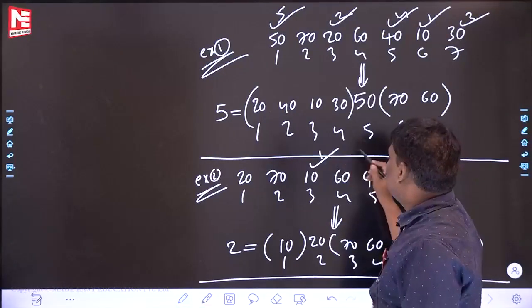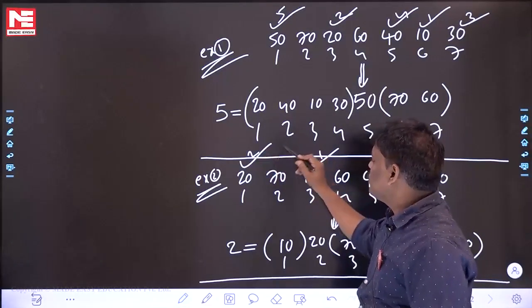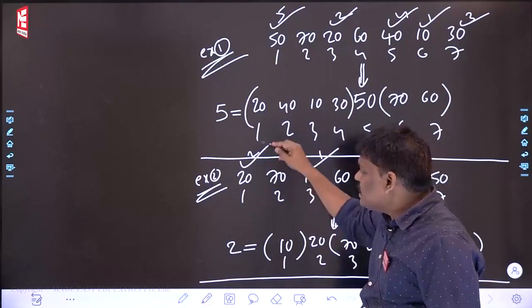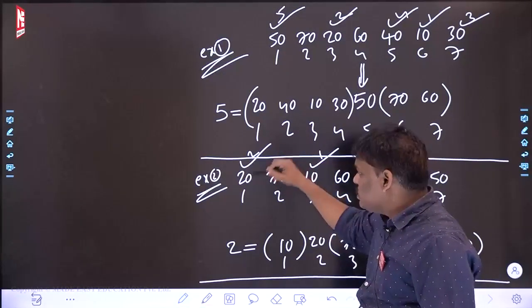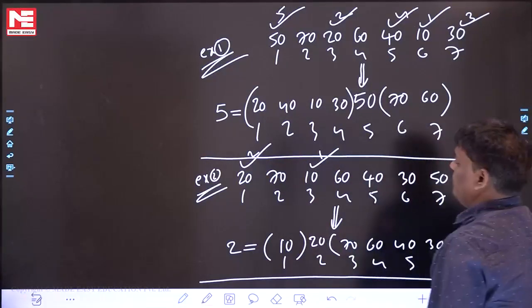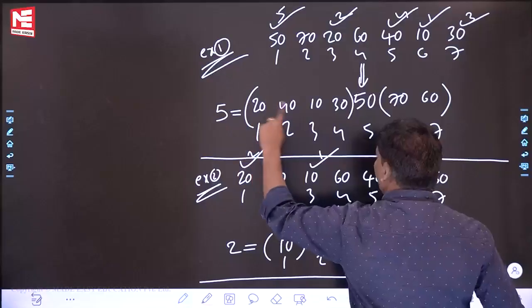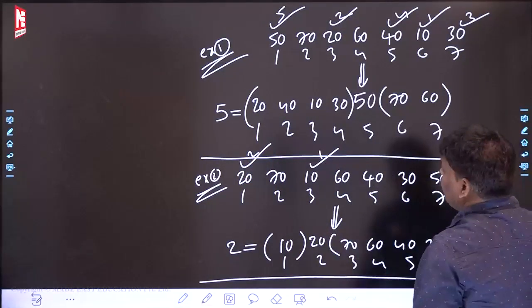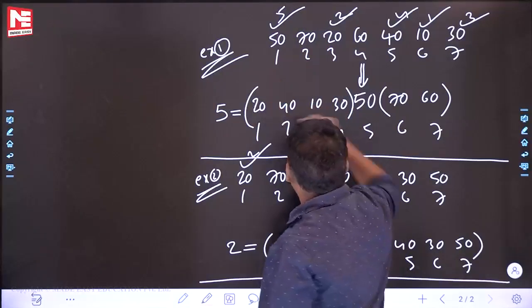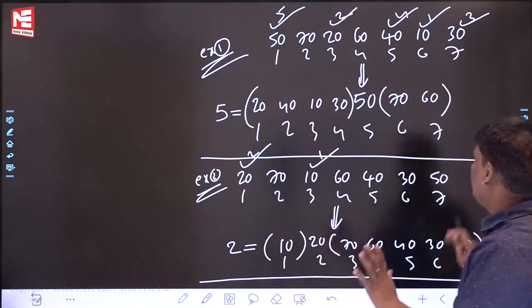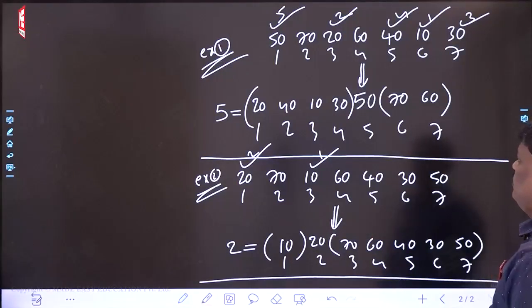Interesting answer, see in this array, who is the first minimum? 10. Who is the second minimum? 20. In this array, first minimum 10, second minimum 20. If you take the second minimum as a pivot, after the partition algorithm is over, it will go to the second place. Please be careful. If you take the fifth minimum as a pivot after partition, it will go to the fifth place. I am thinking you are absolutely fine.